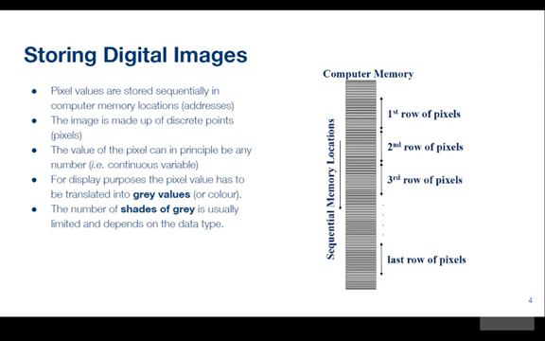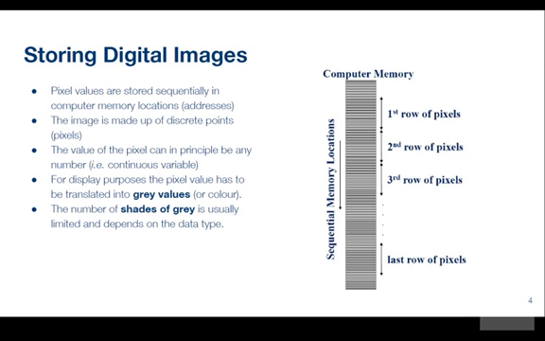So the pixel value can take on any number. It could be a continuous variable. So attenuation of X-rays, for example, can take on any value. It's a continuous variable, but digitally we don't represent it that way. We allocate a particular discrete value to it.